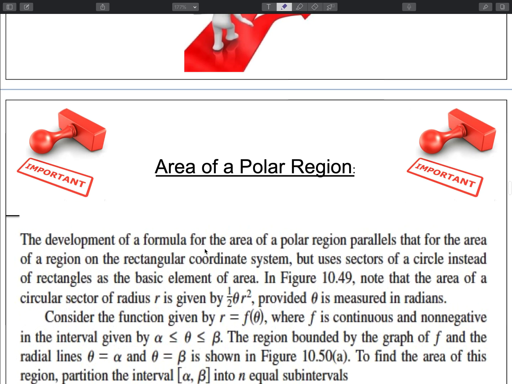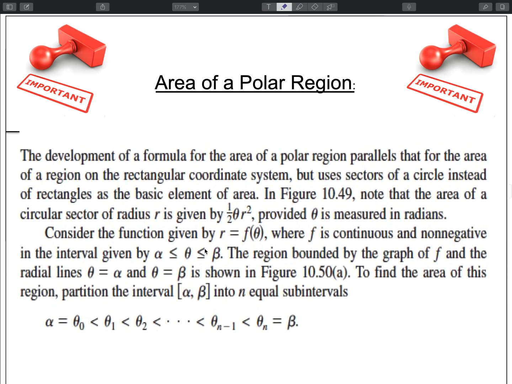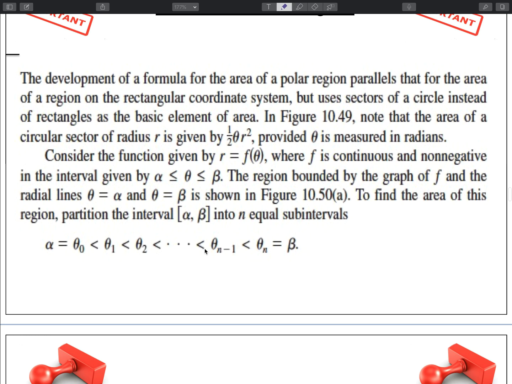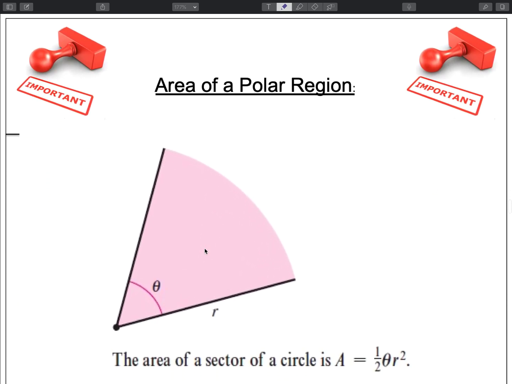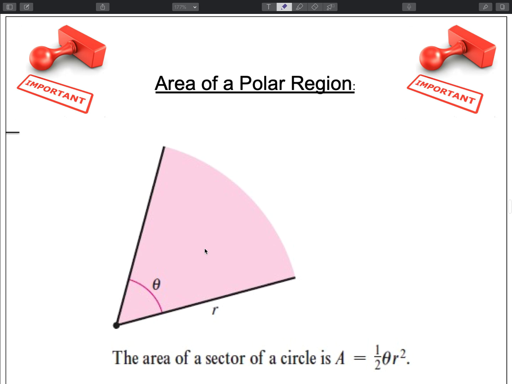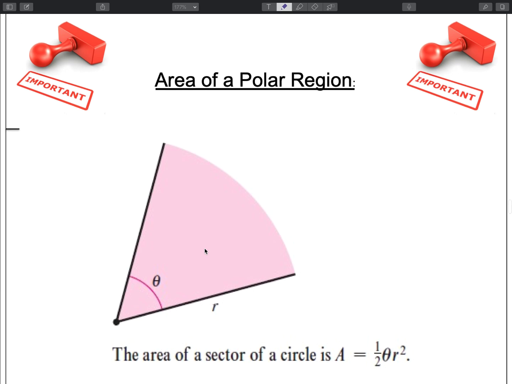So the first thing that we'll mention, or the book wants to mention, is this formula. There is a formula, and it would have been first introduced to you in geometry. In geometry, you would have seen the area of a sector of a circle. A sector of a circle is basically just like a slice of a circle.